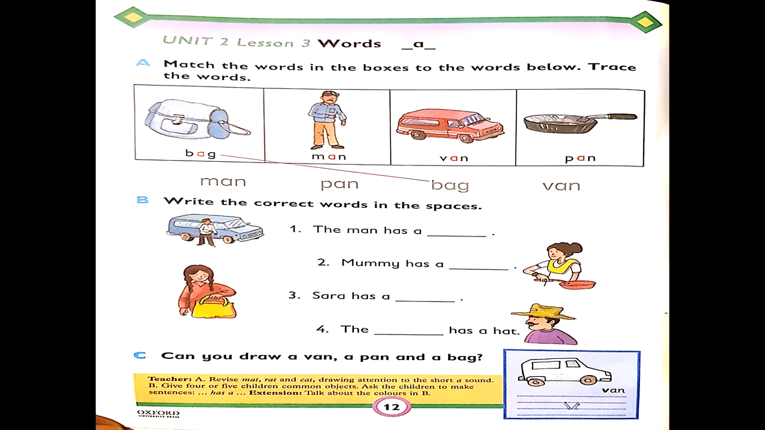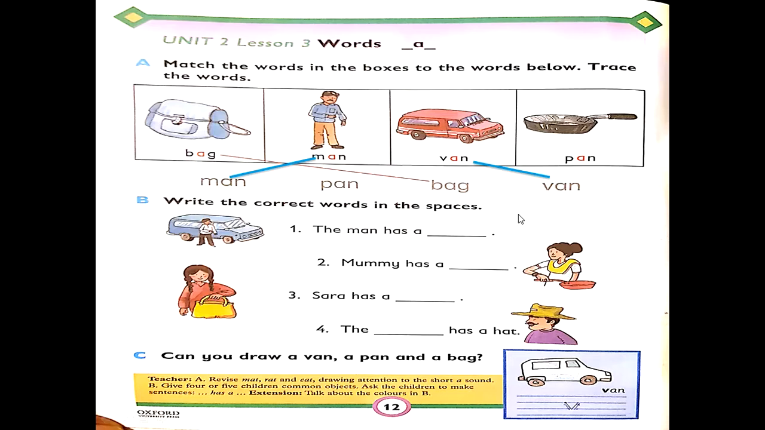Exercise A is match the words in the boxes to the words below. Trace the words. You have to match the words in the boxes with the words below, and then you have to trace these words. Alright, first they have done bag, match with bag. So next is man, and we will match it with man. Man. Van. So we will match van with van. Rest of the part you will do by yourself.